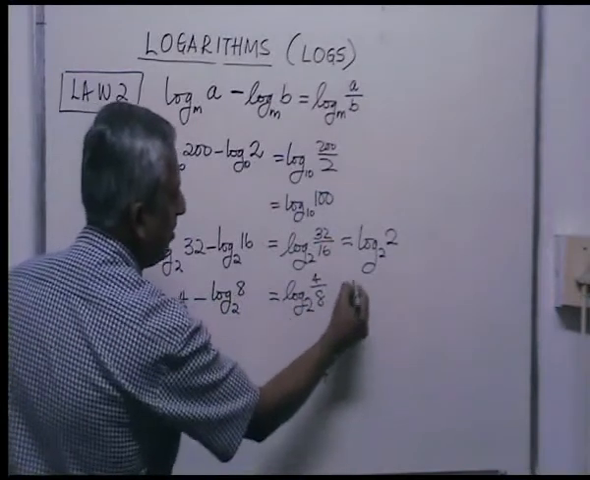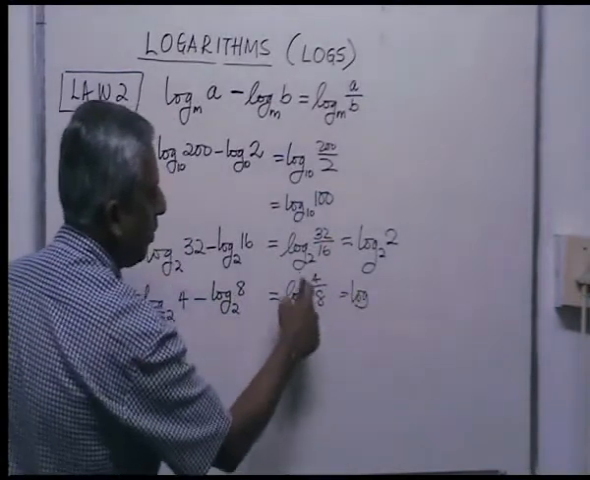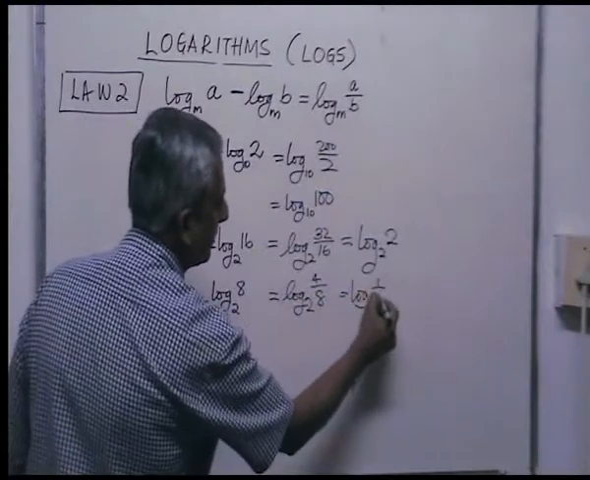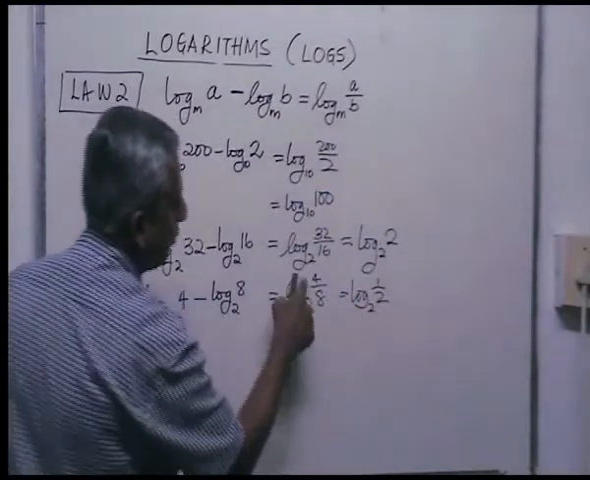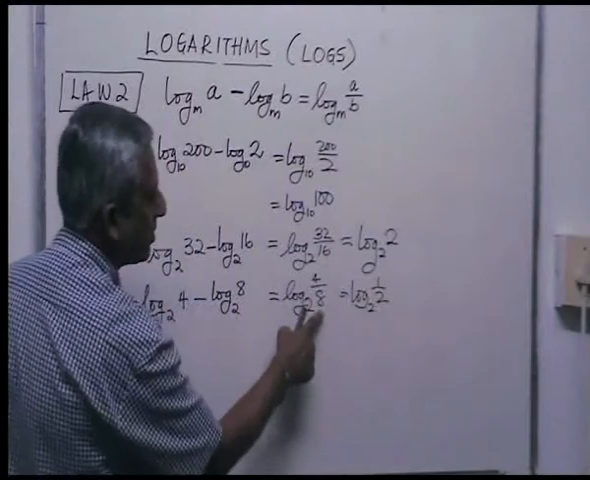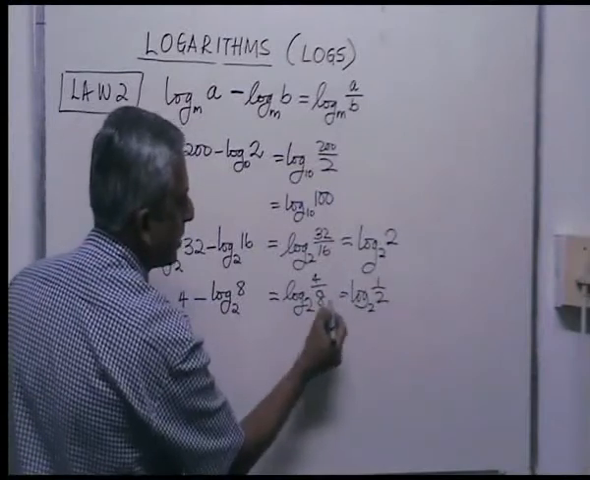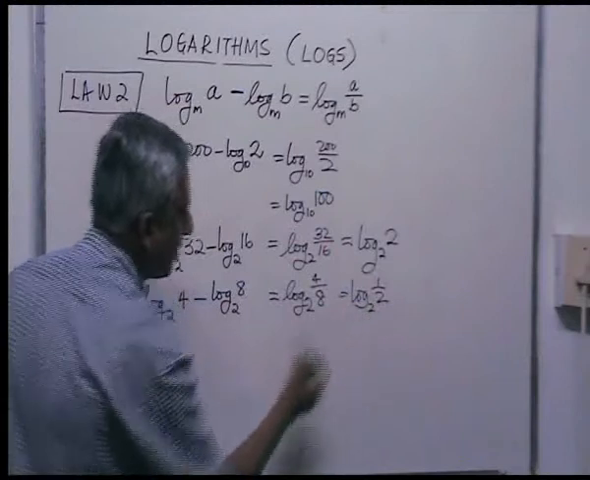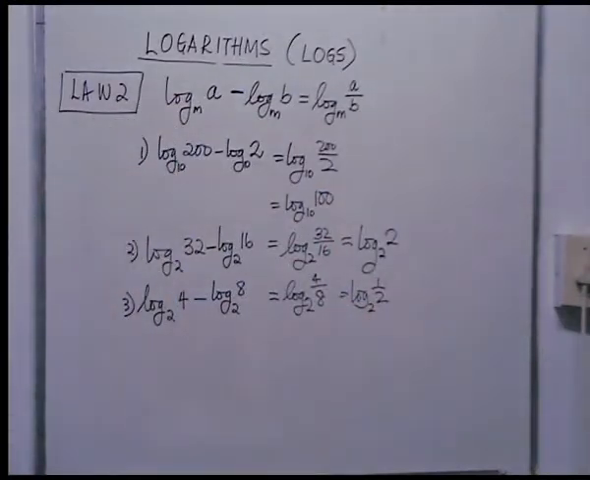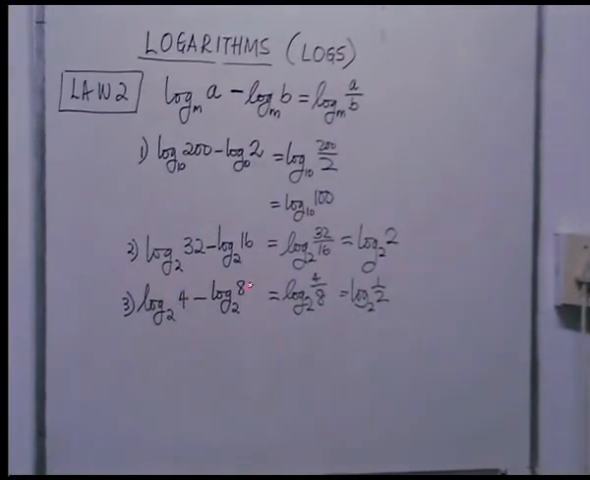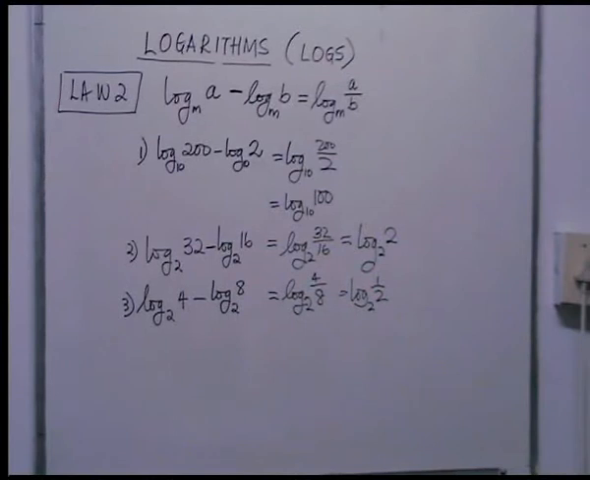Now that will become log of... Now 4 over 8 is actually half. 4 divided into 4 one time, 4 divided into 8 two times. So it becomes log of half to the base 2. So remember, the first number is the numerator and the second number is the denominator, and that simplifies to half.